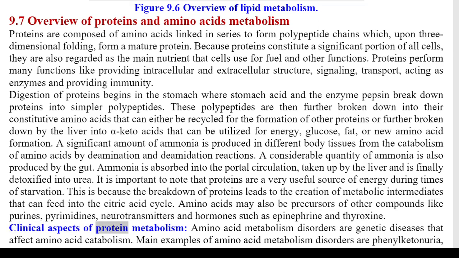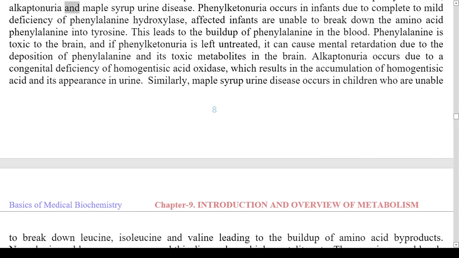Clinical aspects of protein metabolism. Amino acid metabolism disorders are genetic diseases that affect amino acid catabolism. Main examples of amino acid metabolism disorders are phenylketonuria, alkaptonuria and maple syrup urine disease. Phenylketonuria occurs in infants due to complete to mild deficiency of phenylalanine hydroxylase. Affected infants are unable to break down the amino acid phenylalanine into tyrosine. This leads to the buildup of phenylalanine in the blood.